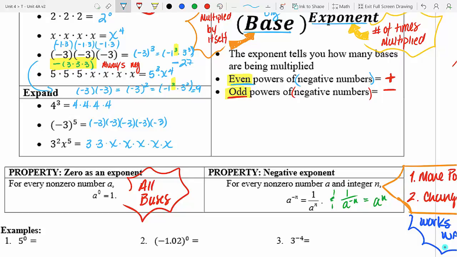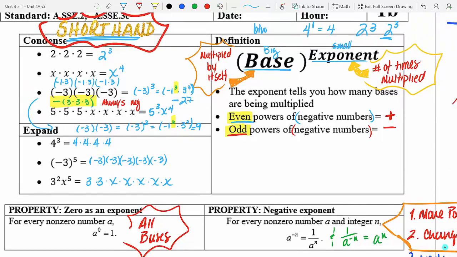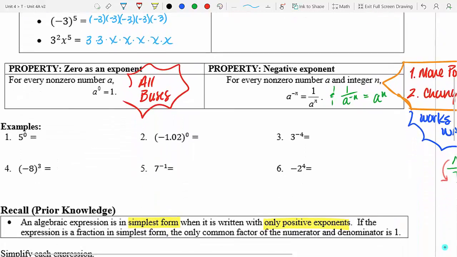Now, are we ever going to expand them? Probably not. Very rarely will there be scenarios where we need to expand them. There may be times, but really we're going to do more condensing than anything with this. All right, so let's move on to two new properties with exponents.